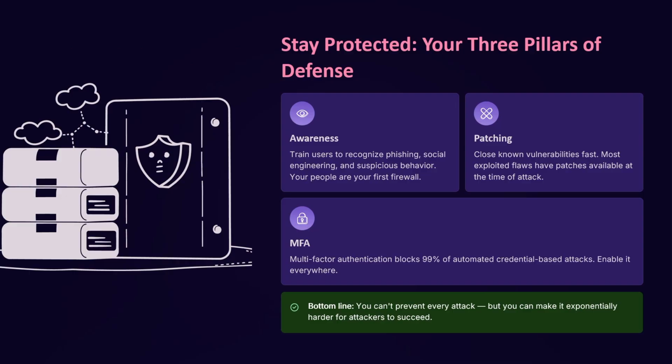So, how do you stop this? You don't need to be perfect, but you do need the right controls. These are your three pillars of defense. First, awareness. Most attackers don't break in, they trick people. So, train your users to recognize phishing and suspicious behavior, because your people are your first firewall. Second, patching. Most attacks exploit known vulnerabilities. Fix them early, and you remove the attacker's easiest path.